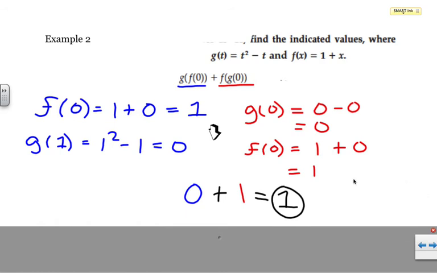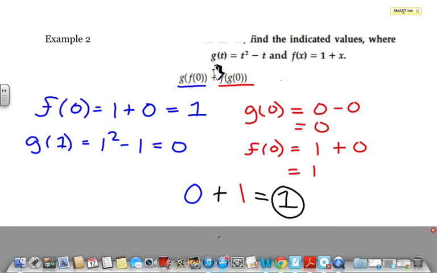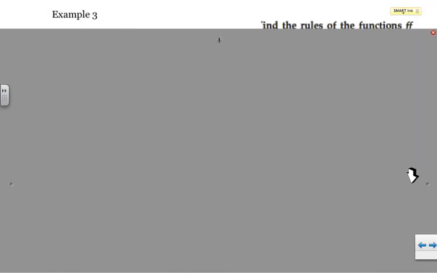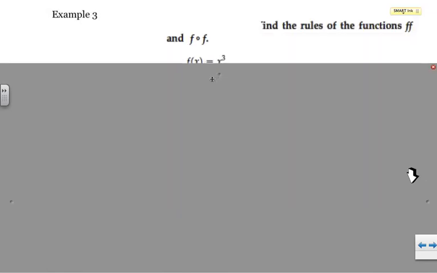So a little more complicated. You have to kind of work inside out. Find your own system that works well for you. You want to do all the g first, and then all the f, and then add them together, whatever you want to do. Find a system that works well for you. Okay, I forgot to put a practice problem for that one, so we're moving right on to example 3.